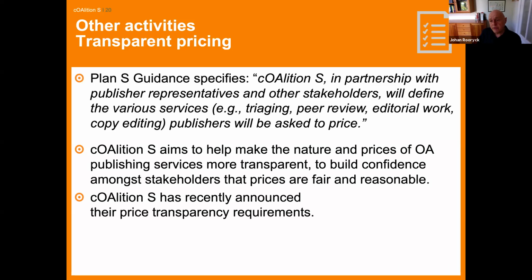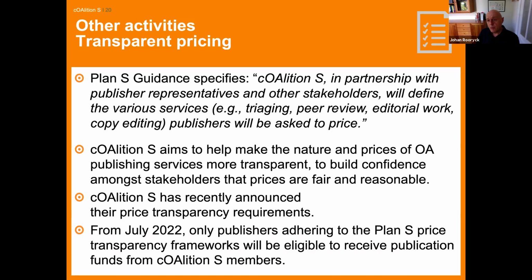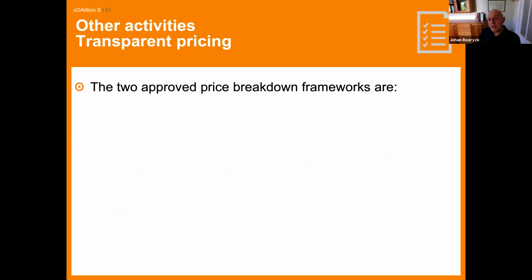We have therefore recently announced our price transparency requirements, and from July 22 onwards, only those publishers who offer price transparency will be eligible to receive publication funds from Coalition as members. So that's a strong statement. We require transparency, otherwise no pay. The two approved price breakdown frameworks for this purpose are the following.